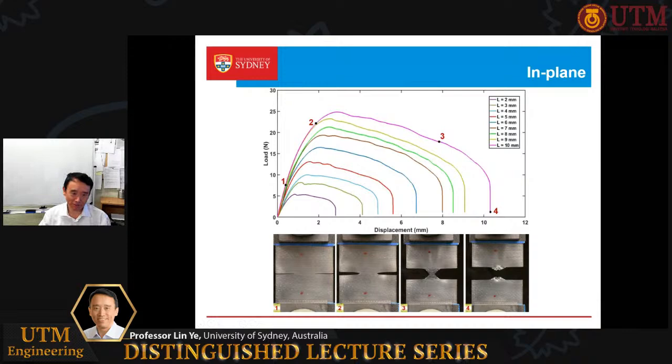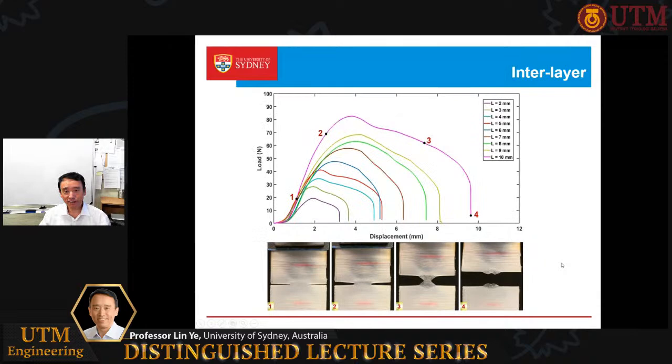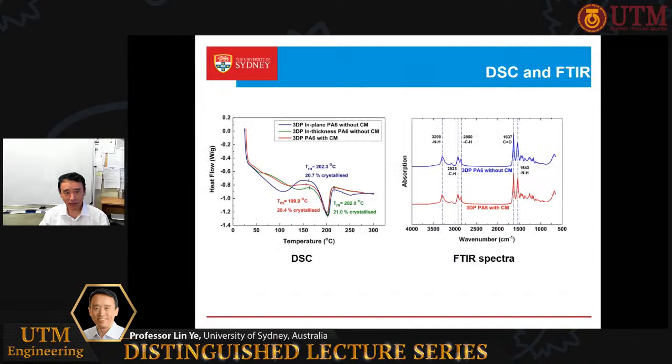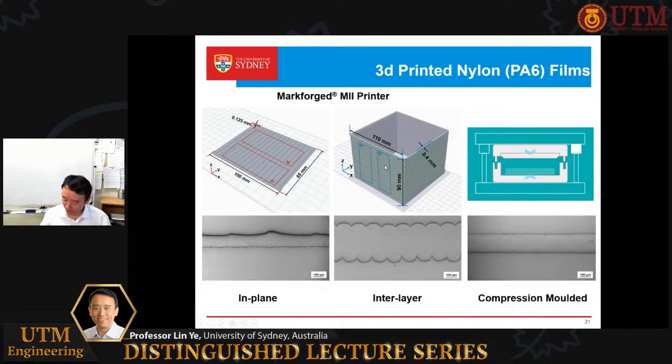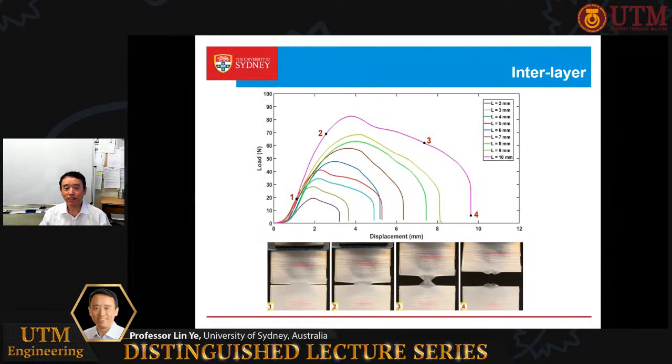I think this is the 10 millimeter ligament length. So you can see the actual fracture surface. This is for the interlayer, the in-plane. Interlayer, let me go back a little bit. Interlayer is built in the thickness direction. You can see the similarity is not as good as the in-plane specimen, but we still can see this kind of typical thin film fracture.